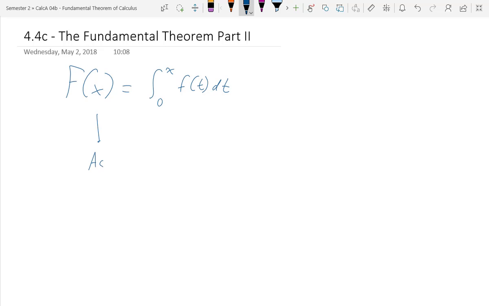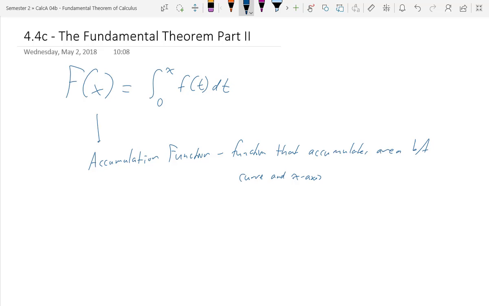I'm going to define this and call this an accumulation function. You guys know what the word accumulate means. An accumulation function is a function that accumulates area. It accumulates area under the curve, or I should probably say area between the curve and the x-axis. The input of this function is the upper limit of the integral. Got it? So as I increase the x values, I start to have more and more area.